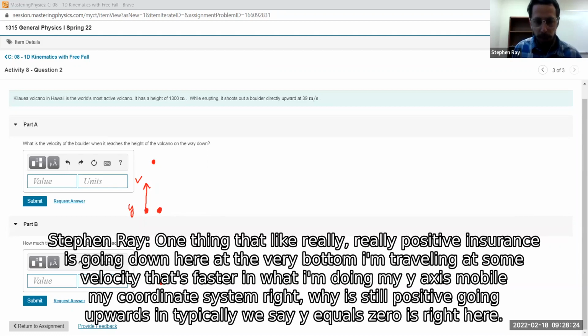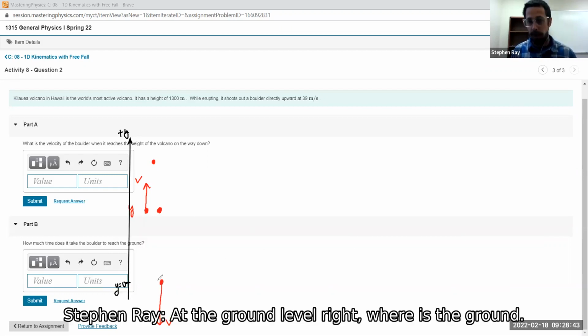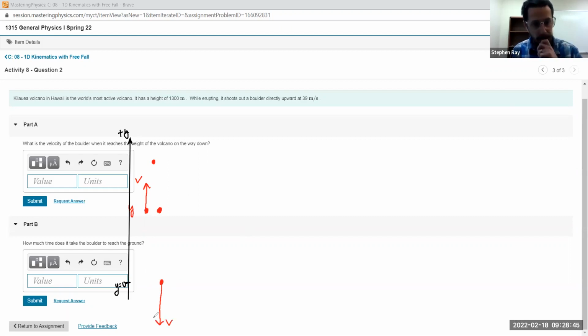The only thing I'm really sure of is that when I'm down here at the very bottom, I'm traveling at some velocity that's faster. In my coordinate system, y is still positive going upwards, and typically we say y equals 0 is right here at ground level, right where it hits the ground.